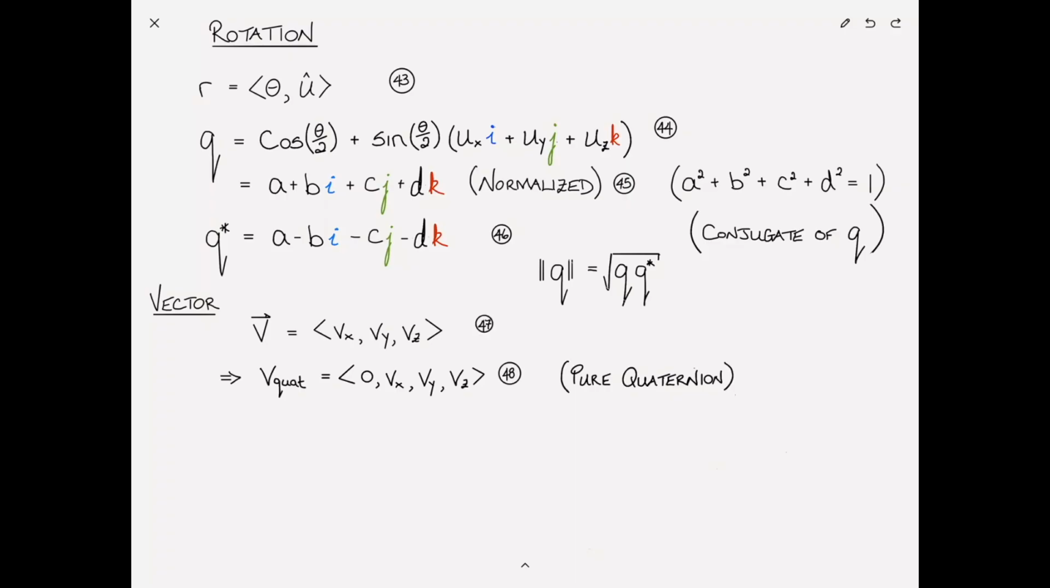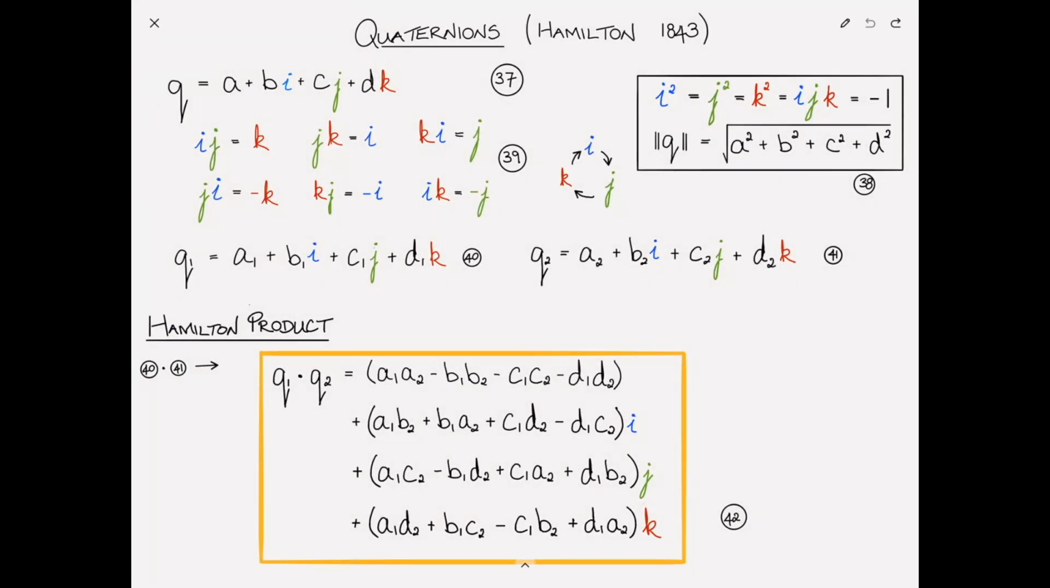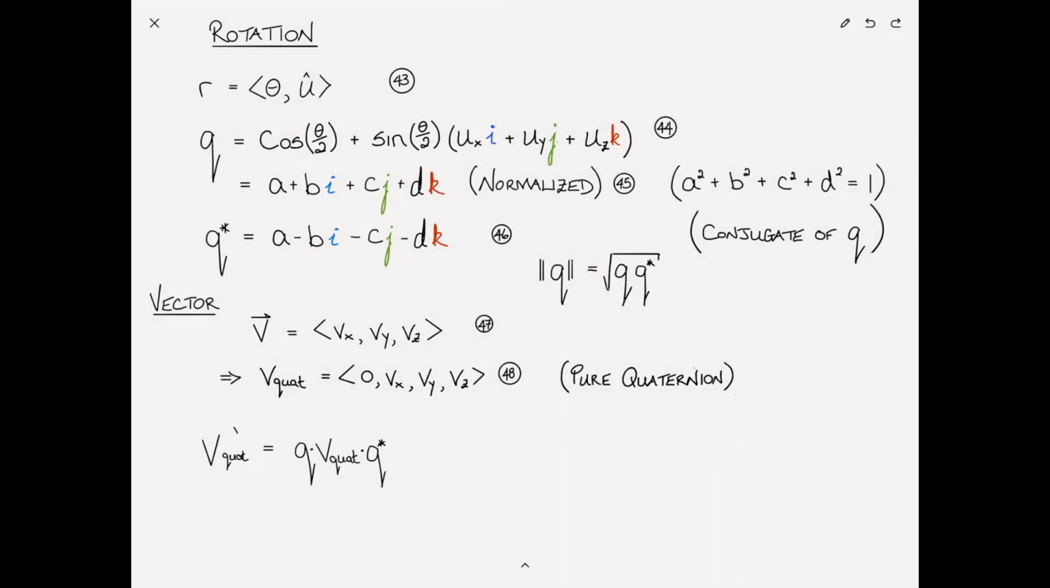Here's how simple it is to rotate a 3D vector using quaternions. V quaternion prime, I'll call it, the rotated quaternion, is simply equal to Q times V quaternion times Q conjugate. We know what Q and Q conjugate are from up above. We know what V quaternion is from here. And we know from before how to multiply two quaternions together. So we use that method of multiplying quaternions to first multiply the first two, and then take the result of that and multiply it by Q conjugate. Very simple and very quick mathematical operation.